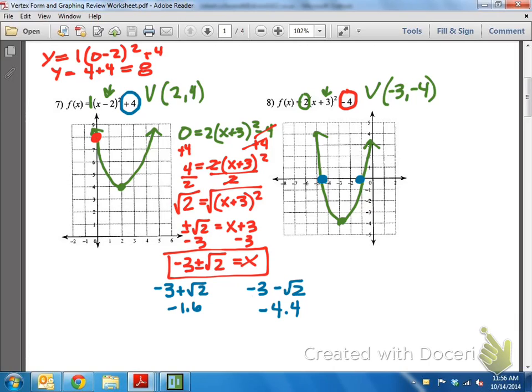Now, obviously, once you find the x-intercepts, it'd be best to make sure your parabola is accurate, so you can erase it and redraw your graph. But that is how you do a rough graph of a parabola when it's in vertex form.